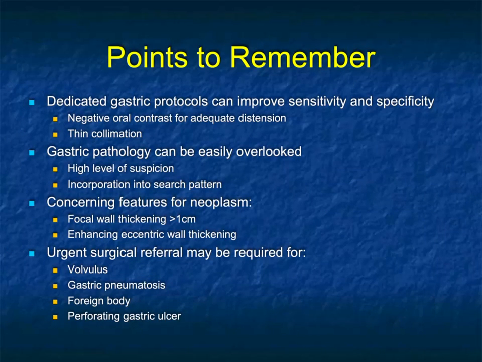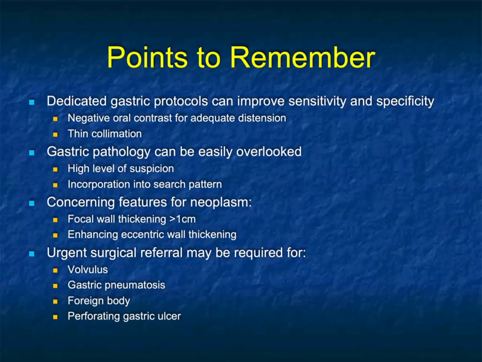So I've gone through a number of cases. Several things to remind you: dedicated gastric protocols can improve sensitivity and specificity. Negative oral contrast water is ideal. It's easy to miss gastric pathology if you're not careful, if you don't have good protocols, and if you're not looking carefully at the stomach. You also can overcall. I know I see a lot of time people will say gastric wall thickening, but it's simply lack of gastric distension. Again, the difficulty we have at times of distinguishing tumor from benign ulcer. Again, it can be somewhat tricky.